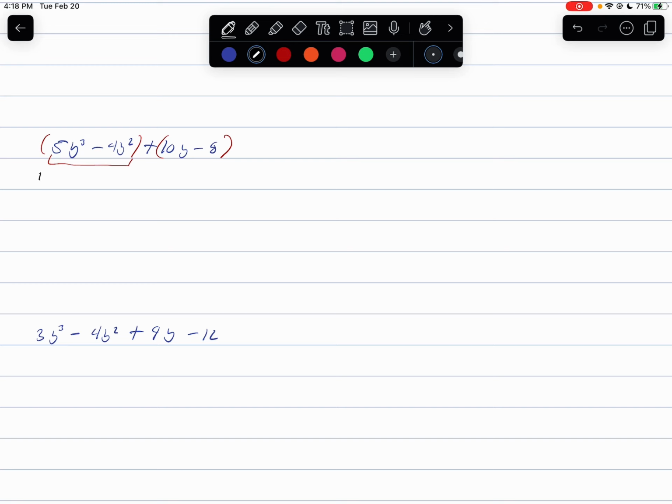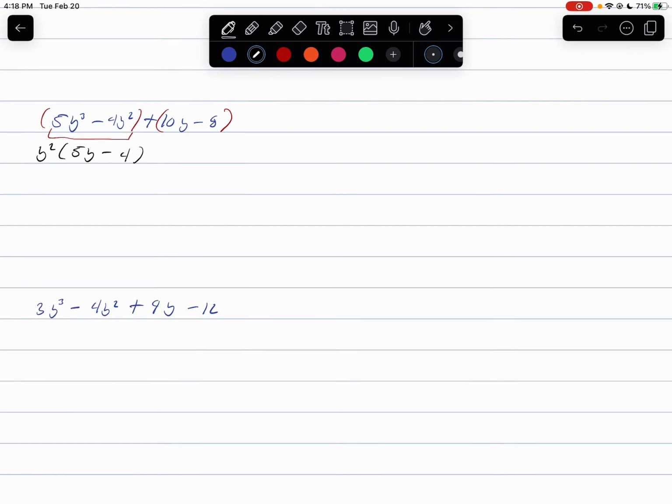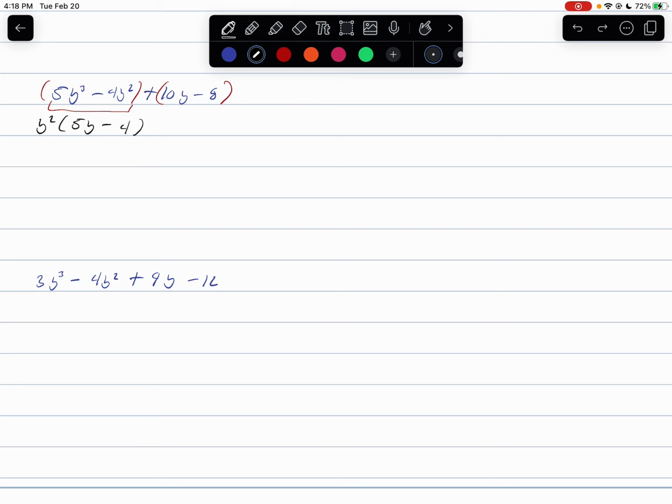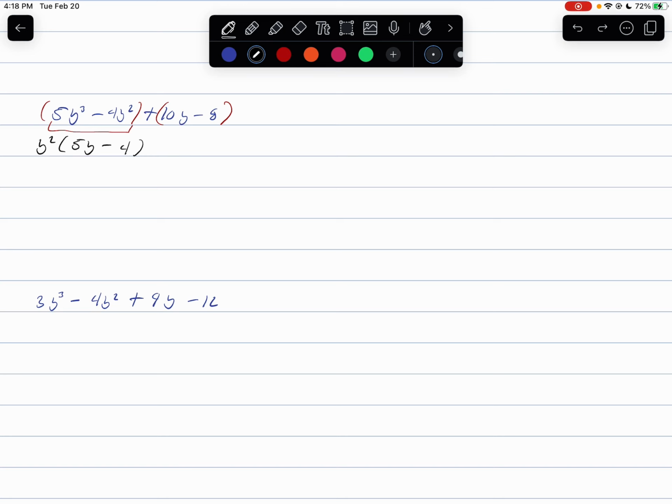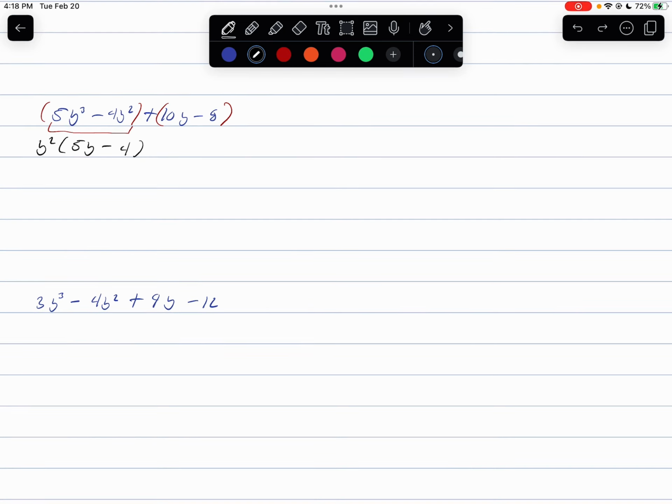So this first one we can rewrite as y squared times 5y minus 4. That's because when we pull out y squared, we're left with one y in this 5y to the third, so we have 5y, and we pulled out all of the y squared from the 4, so we're left with just 4. Now let's see what we can pull out of 10y minus 8. The factors of 10 are 1, 2, 5, and 10, and for 8, we have 1, 2, 4, and 8. So our greatest common factor is going to be 2.